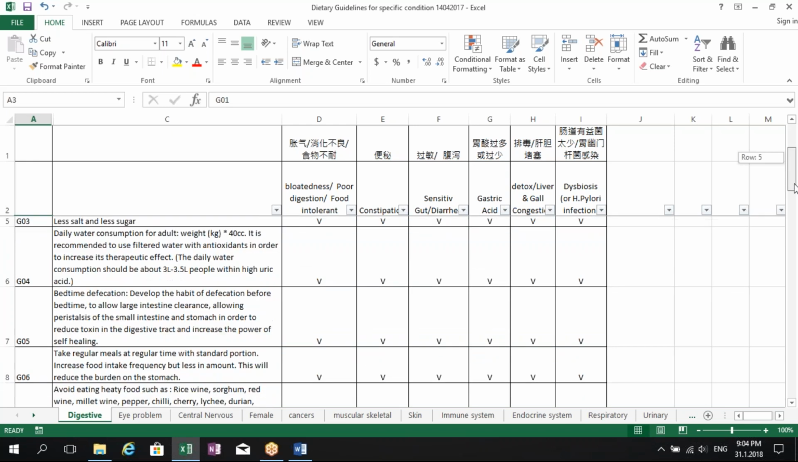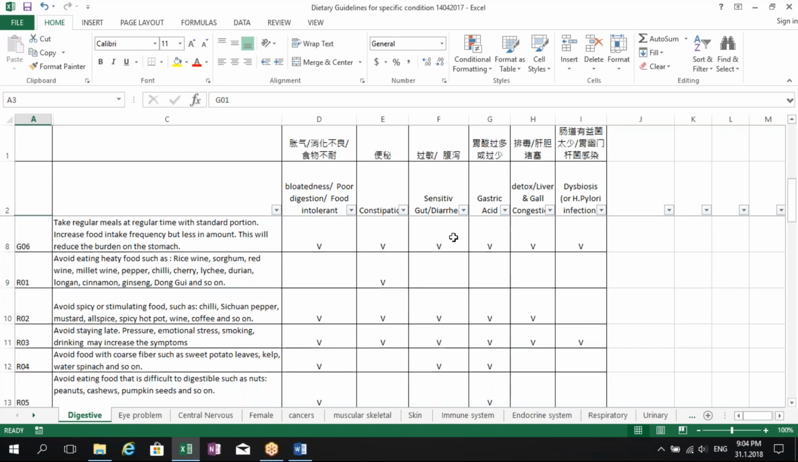Okay, if you scroll down and you see the advice, they got R advice. Do you see R01, R02, right? So R means restriction. It means things the person has to avoid or has to limit, or that are actually prohibited as well. So you eat less, or you totally avoid eating it.